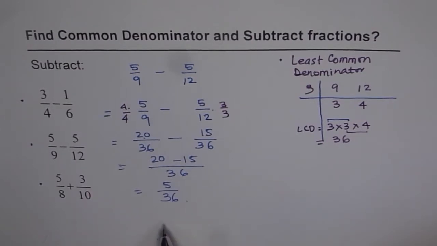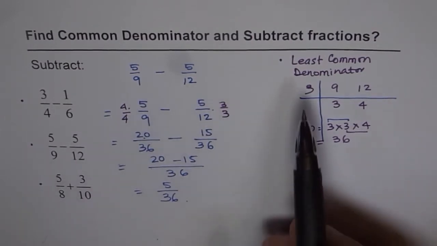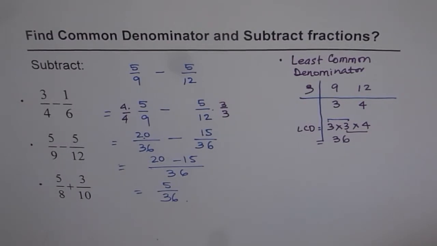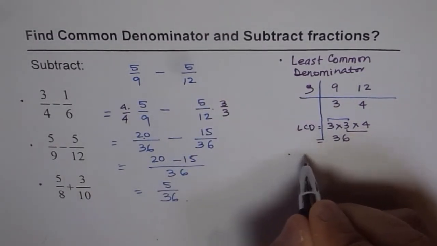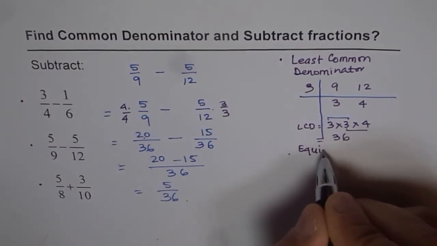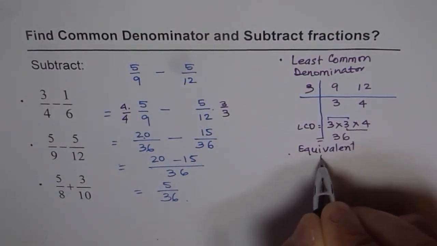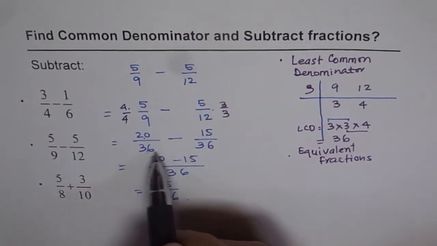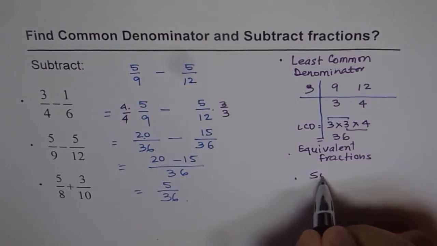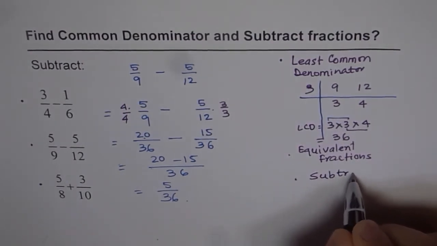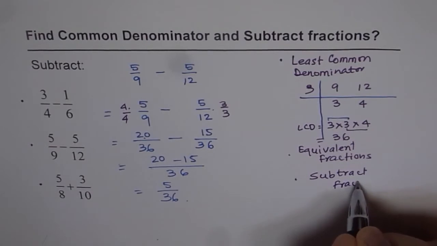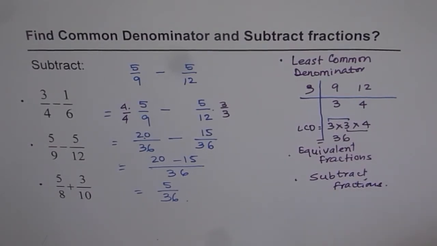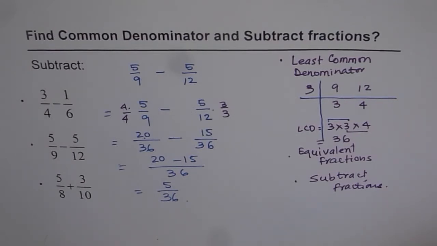Now I hope you understand the method. The method is find the least common denominator, and next step, which we did here, is write equivalent fractions. Now once you have equivalent fractions with common denominators, then you can perform the operation of subtraction, right? Then you subtract fractions. And these are the steps to be followed to subtract fractions which do not have common denominator, right? I hope you've understood how to do it.